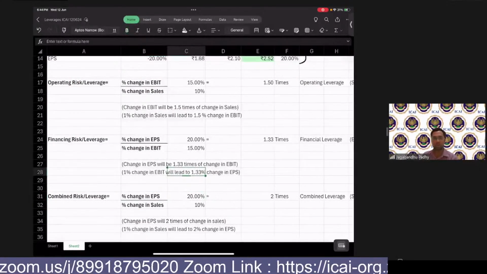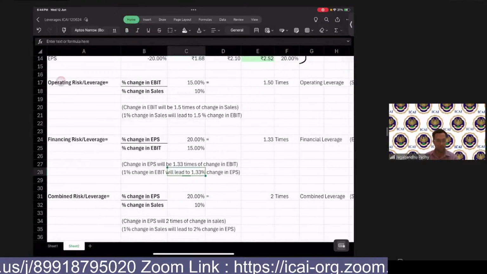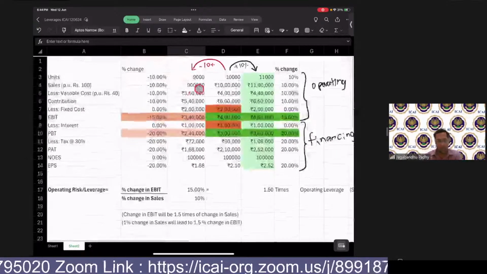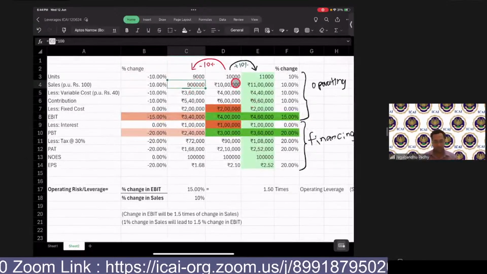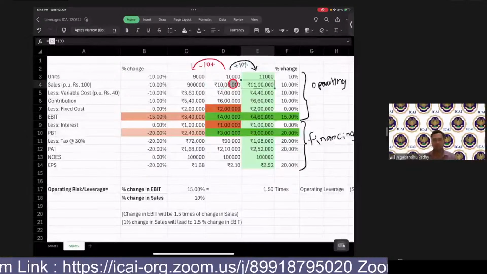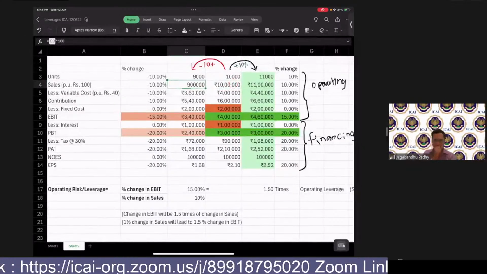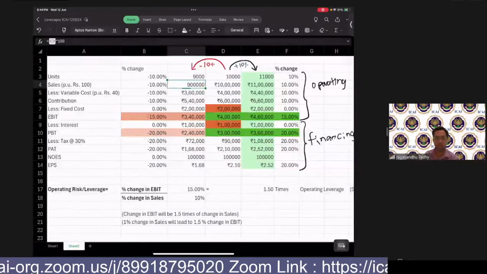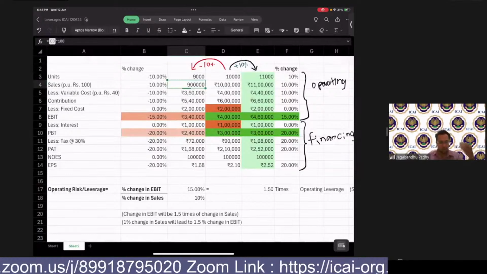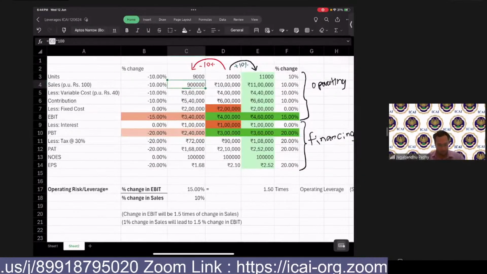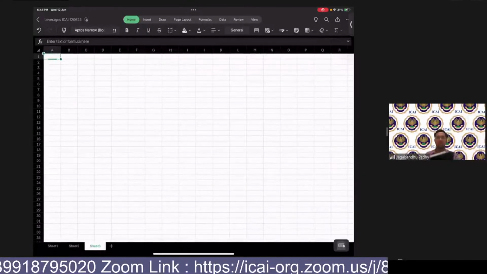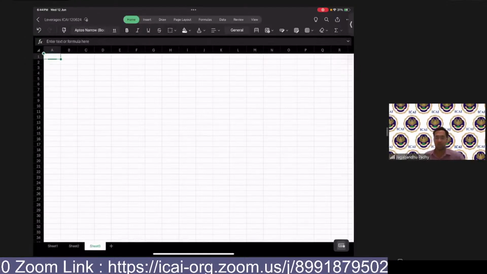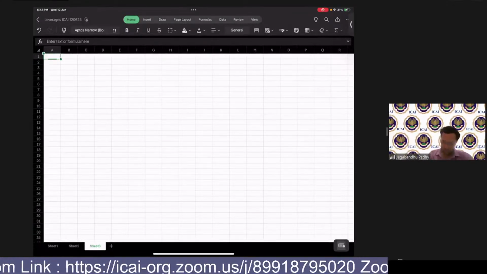But yes, now it's time for us to look at some shortcut formulae for these numbers. Because every time I want to compute my level of risk, I need not prepare my base financial statement, then increase it by 10% or decrease it by 10%. Let me derive the shortcut formula for you guys, to quickly calculate these numbers of operating leverage, financial leverage, and combined leverage.